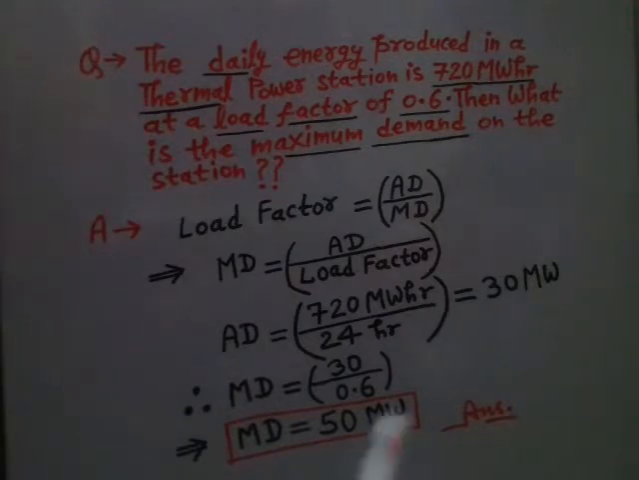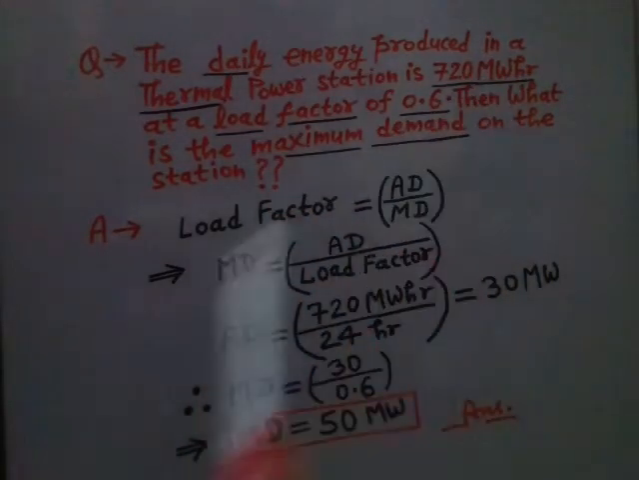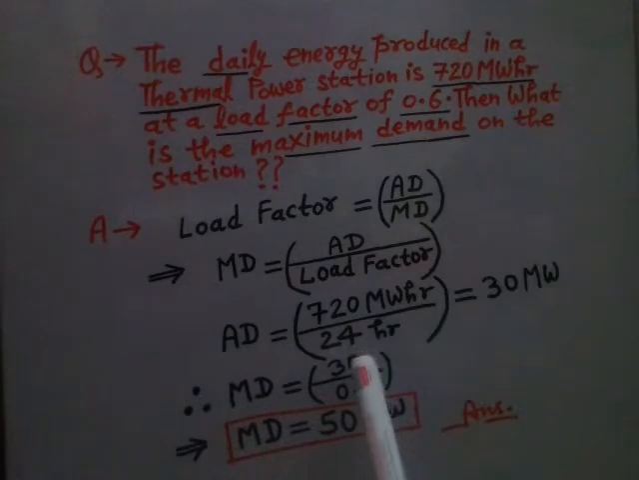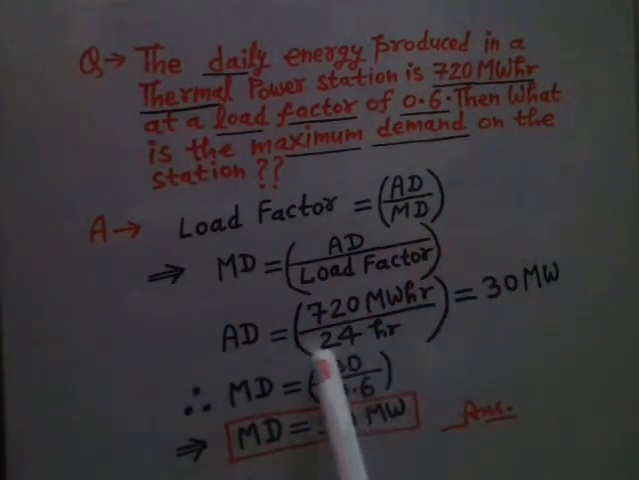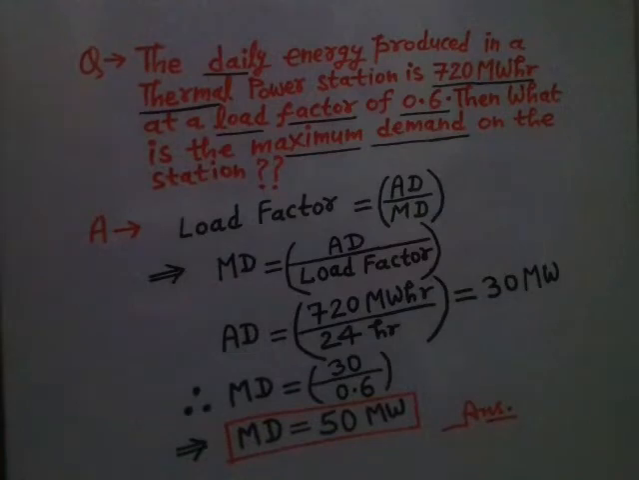So here first you will have to calculate the average demand, right? So average demand, how to calculate? He has given the daily energy produced, 720 megawatt hour. So for the daily energy produced, 720 megawatt hour, you first divide it by 24 hours. That is basically the total number of hours in a day, right? So in one day we have 24 hours, right? So divided by 24, so 720 divided by 24 is 30 megawatt.